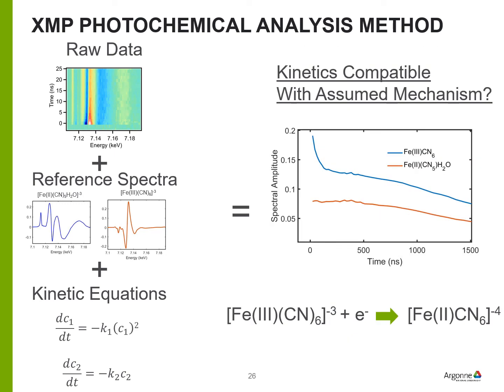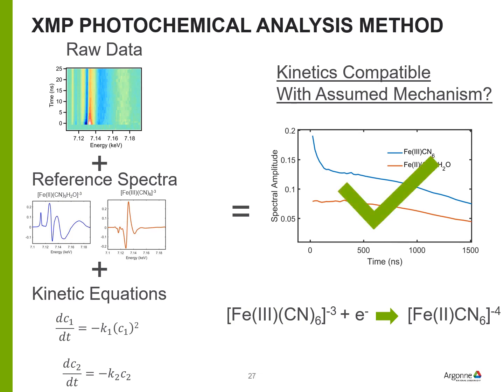So the second way to assess the quality of the fit is by evaluating if the kinetics that are generated by the fit are compatible with the reaction mechanism that you're assuming. And what you can see here is that these kinetics are describing the bimolecular recombination of this photooxidized species here with these hydrated electrons. And so you can see that our kinetics are indeed compatible with the expected mechanism.